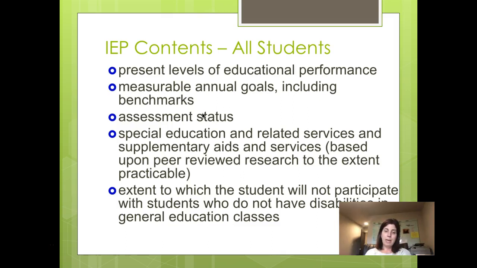And the IEP will talk about the extent to which the student will not participate with students. How often will they be in the gen ed classroom, and how often will they be outside the gen ed classroom? And it gives percentages and amounts of time that will occur, and it's very specific.